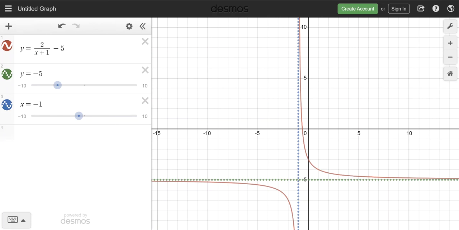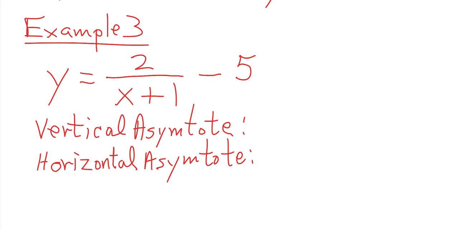Okay, so here what we have is y equals 2 over x plus 1 minus 5. Now, based on what we've already learned, we know that the denominator of this expression cannot be 0. So look at the denominator, x plus 1.